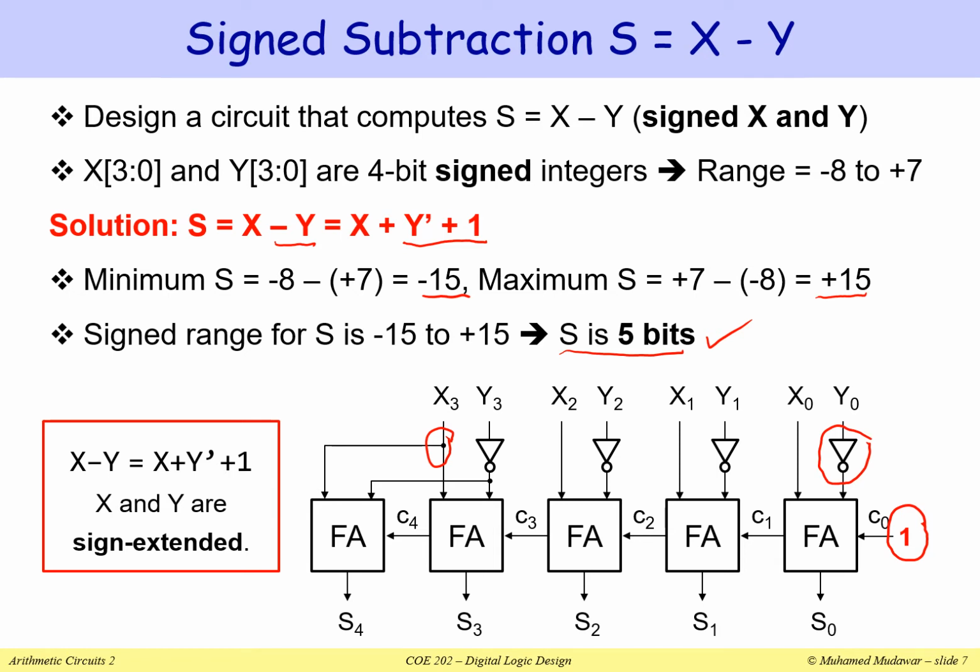So we are using 5 full adders to calculate the sum S4, S3, all the way down to S0. This is my 5-bit sum. And we are extending the sign bits x3 and y3. Notice that y3 is inverted and replicated. We are actually inverting it and we are replicating it. And the sum now will be x minus y, where x and y are signed integers.